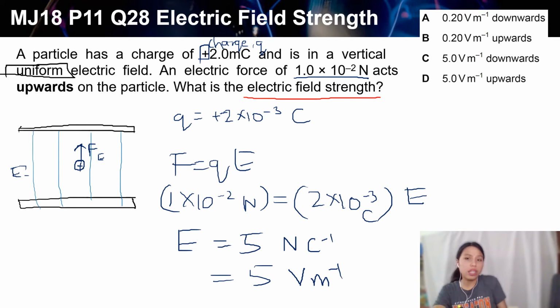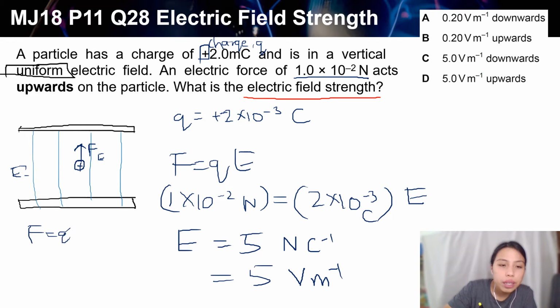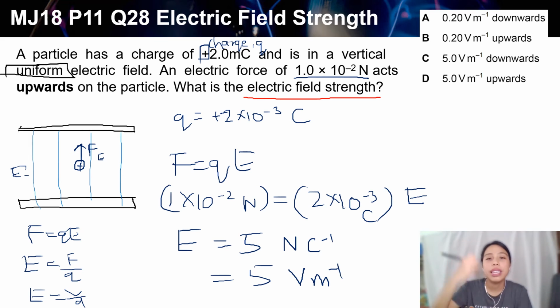Why are there 2 units? Because there's 2 equations. You have F equals QE, or rearrange, E equals F over Q. You also have E equals V over D. So many formulas, many units. Okay, so here will be 5 volts per meter.